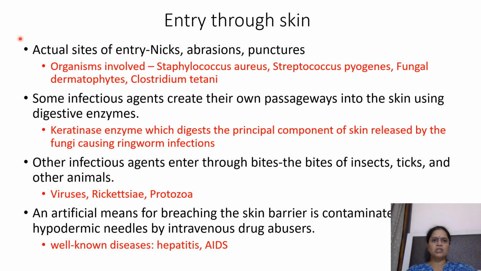So how this damage takes place, that is what you are going to see here in 4 points. First one is any nick or abrasions or punctures that happen during some kind of an accident. You might be falling down or meeting with an accident. In such times, when the upper layer of the skin gets damaged, when it gets nicks or abrasions, then through those routes organisms can enter. The usual organisms which enter this way have been mentioned here. It is Staphylococcus aureus, Streptococcus pyogenes, fungal dermatophytes, and also Clostridium tetani.